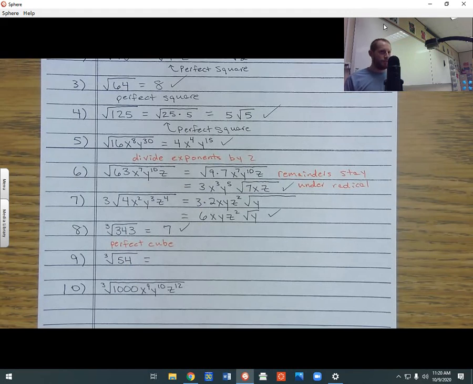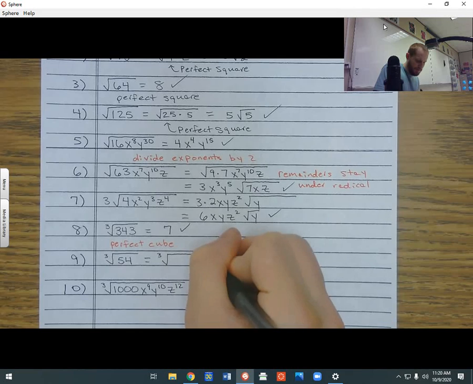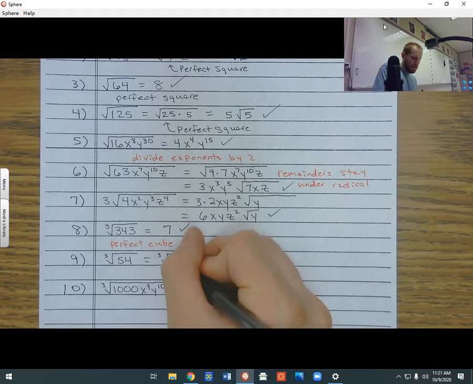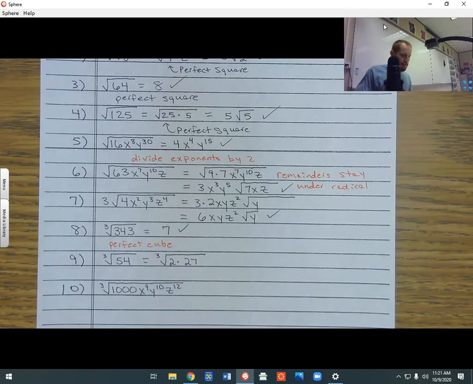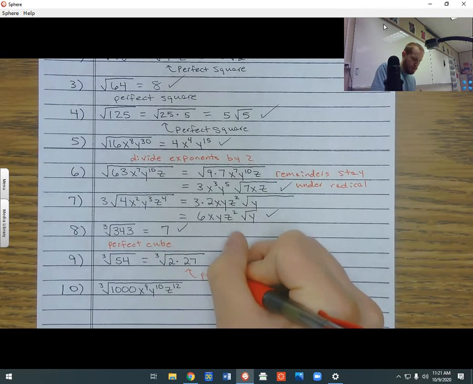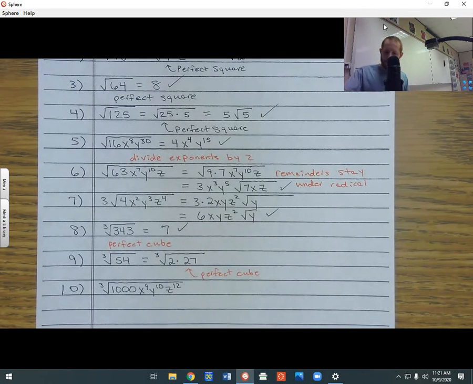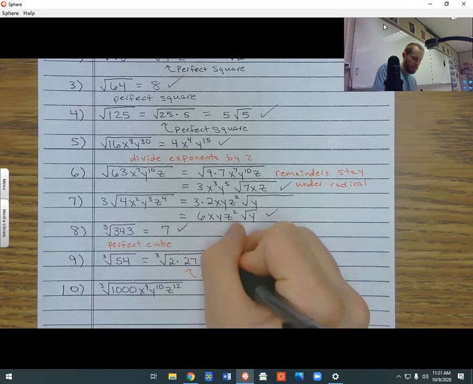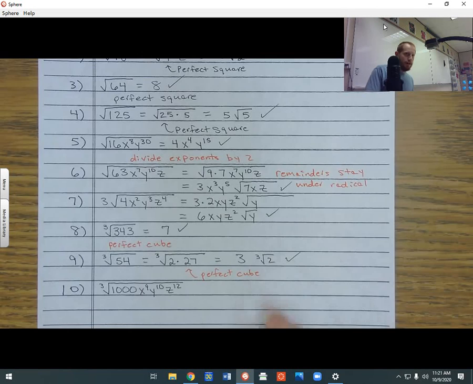54 is not a perfect cube, but I can break it up into factors, right? Hopefully one of the factors will be a perfect cube. Notice that 54 is the same thing as 2 times 27. I know for a fact that 27 is a perfect cube, right? So let me label that. This is a perfect cube. So I can actually take the 27 out as a 3, because that's the cube root of 27. And then the 2 has to stay under the radical. Done.